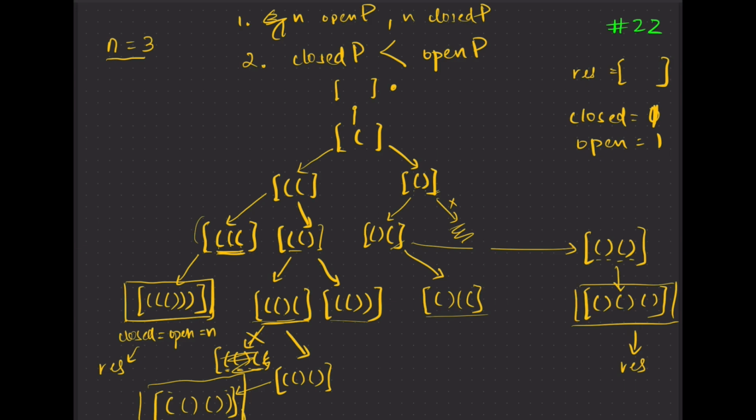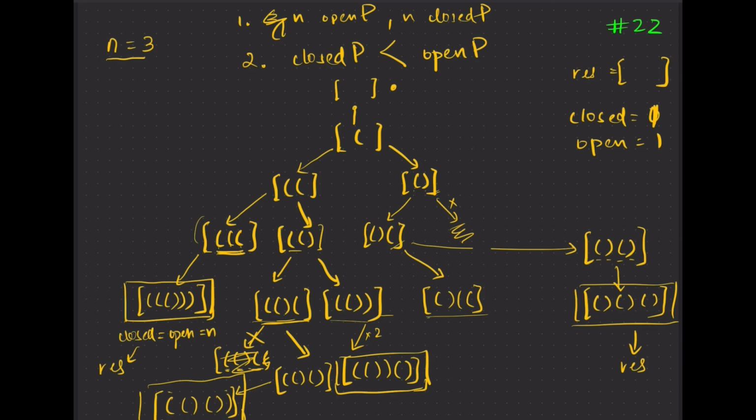So from this point now, open, open, close, close, open. Can we add a closed one here? I don't think so. So we would just simply close it with 2 iterations. This is the fourth solution.